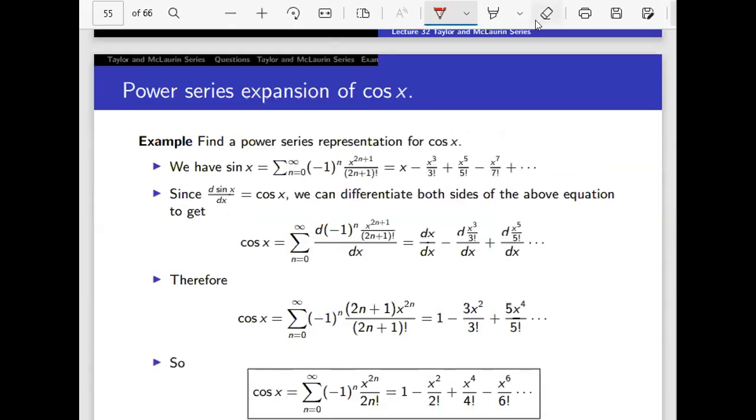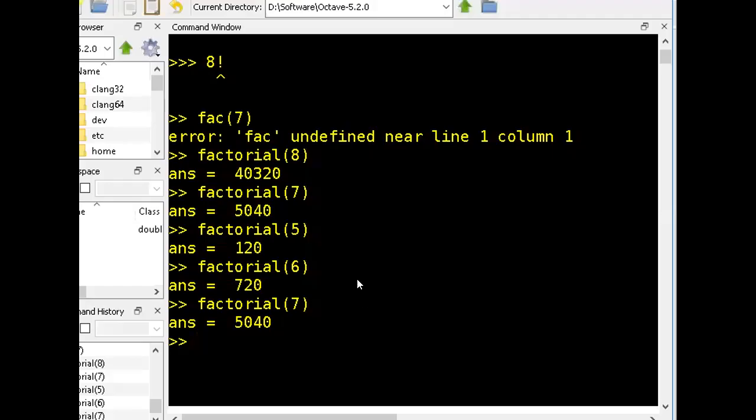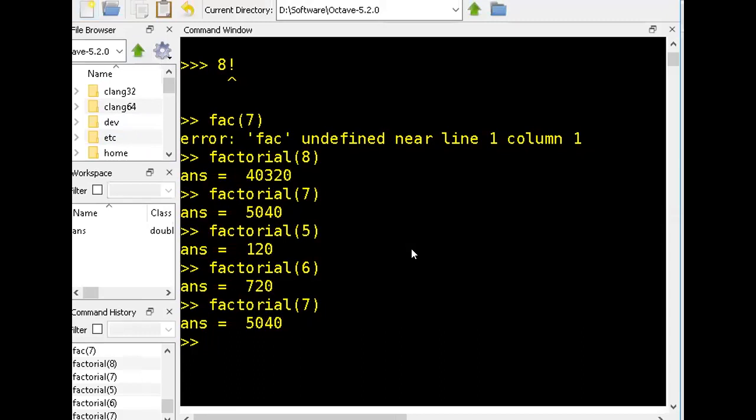Now let's play with Octave, right? Can you open your Octave window? All right, let's see how to use Octave to compute Taylor series, Taylor polynomials. How to find Taylor polynomial or Taylor series. All right, clear the window.